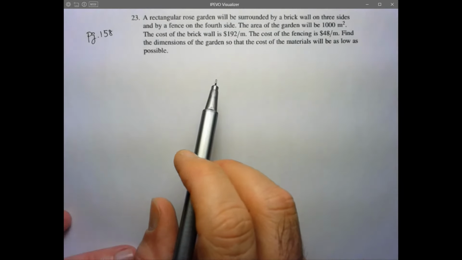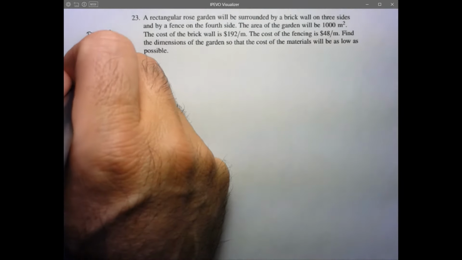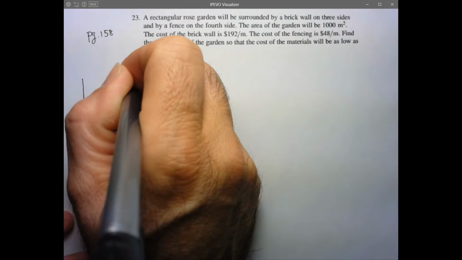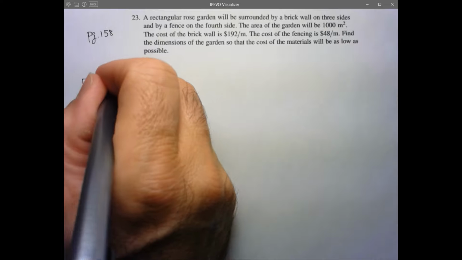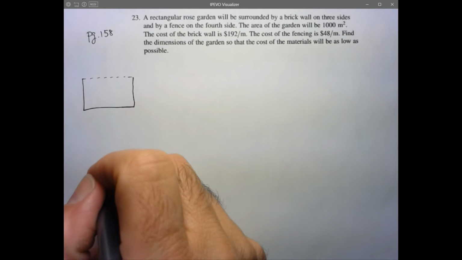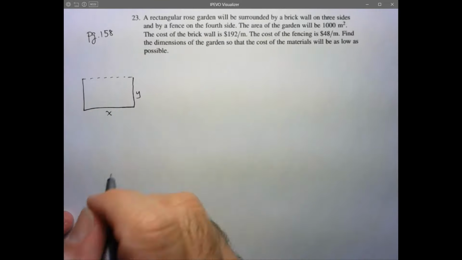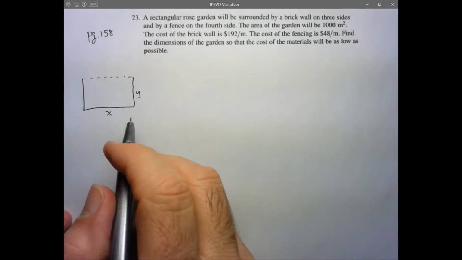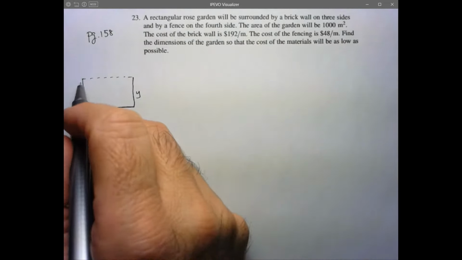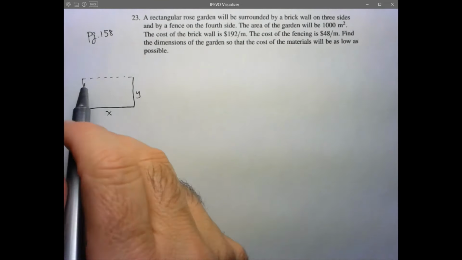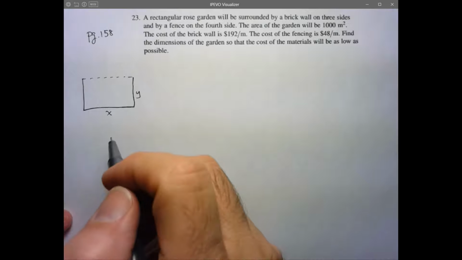All right, so let's draw a diagram here. I've got 3 sides that are going to be brick, and then this 4th side here that's going to be fencing. If I call this X and this Y, in terms of brick, I'm going to have 2Y plus X meters of brick, and then I'm going to have X meters of fencing.